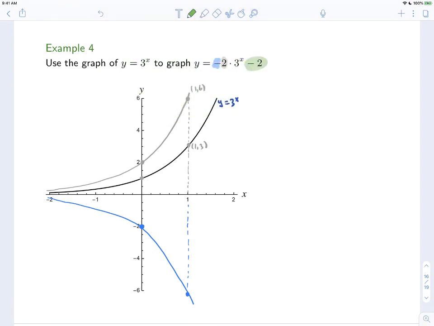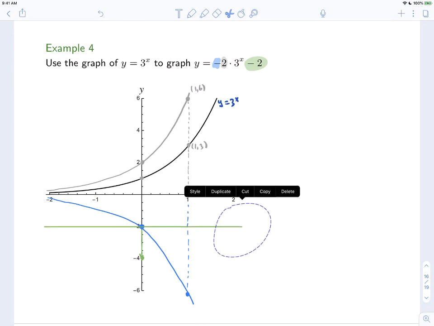So now we just shift everything down. Now this is actually going to leave the screen pretty quickly, but we're going to shift this one down by 2, so it'll be here. Now the horizontal axis, which is our asymptote, that's also going to get shifted down. So this is our horizontal asymptote, and it's going to get shifted down by 2, so it's going to get shifted down here, like that. So it gets shifted down by 2 units.